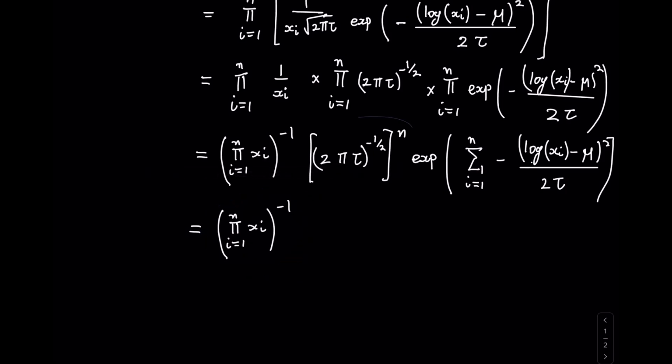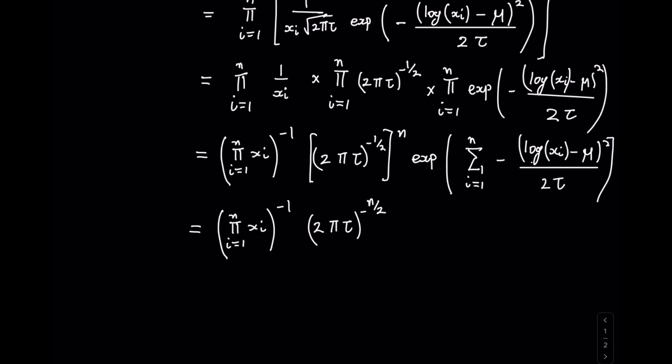This component here, where we've got the (2πτ)^(-1/2), notice we can use one of the power laws: we've got -1/2 and then further to a power of n. That becomes the equivalent of taking the base to the power of -1/2 times n. So in this particular instance, we get (2πτ) all to the power of -n/2, which is a nice little simplification there.